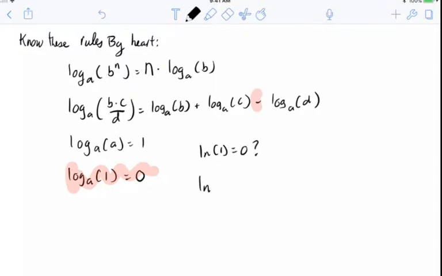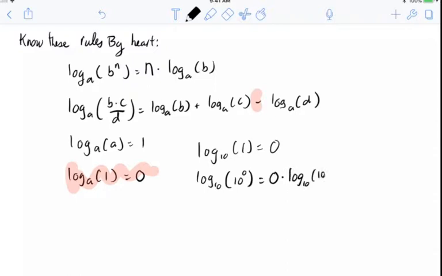Ln of 1. Okay, well, instead of ln, let's do log base 10, it's easier to understand. Log of 1 equals 0. We argued that all of the other logs were 0 because of the change of base formula. So this one's 0, so they're all 0. Why is this one 0? You can write 1 as 10 to the power 0, and you can bring the 0 out front. And so it's 0 times 1, which is equal to 0.